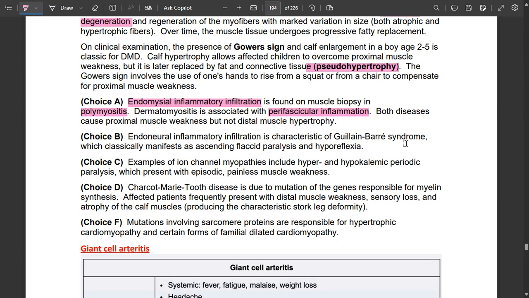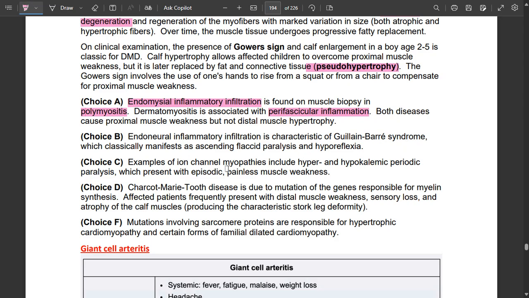Examples of ion channel myopathies include hyperkalemic and hypokalemic periodic paralysis, which present with episodic painless muscle weakness. Muscle weakness occurs without pain in channelopathies.